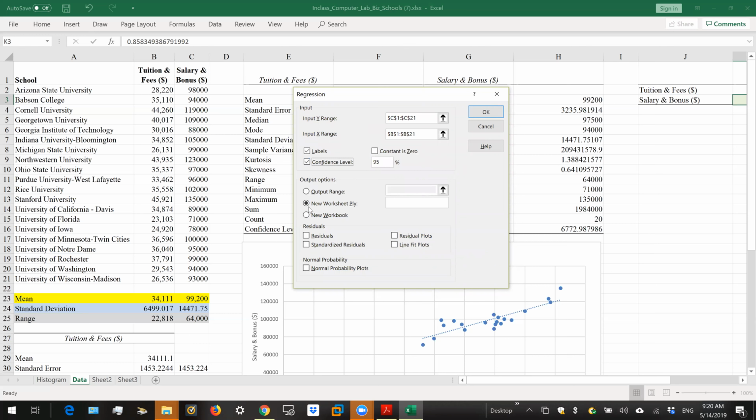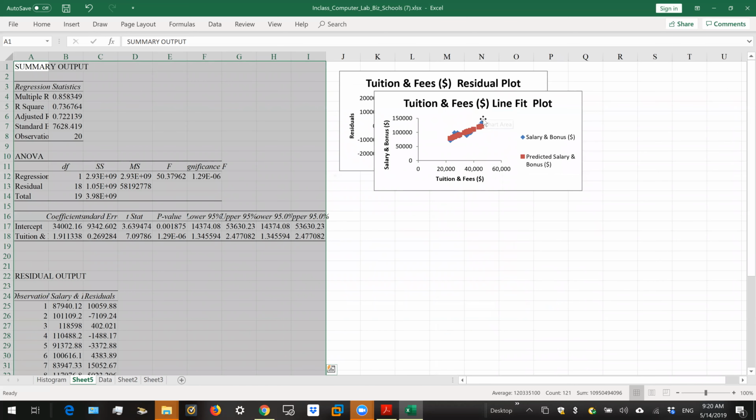And then we want to put it into a new worksheet because this one's getting kind of full. So we'll put a new worksheet called regression. So leave that as new worksheet. And then we do want to get residuals, and we want to get a residual plot and a line fit plot. So check those three boxes. We don't need the standardized residuals or the normal probability plots. We didn't really get into that in too much detail in this class. All right, do all that and click OK, and that's it. Your regression analysis is done.